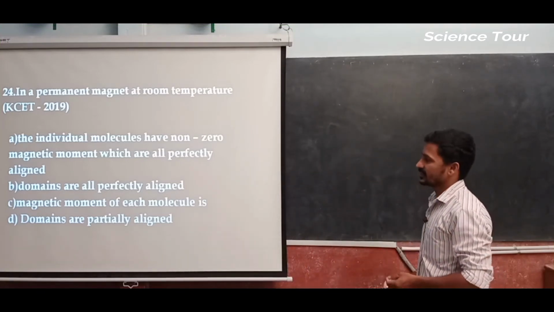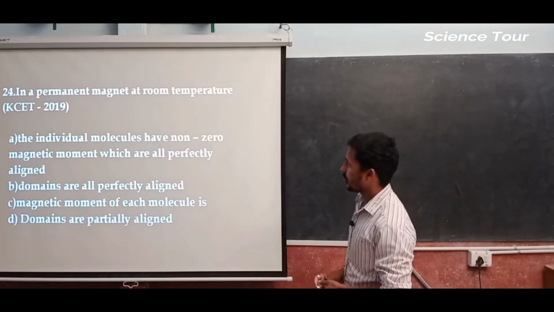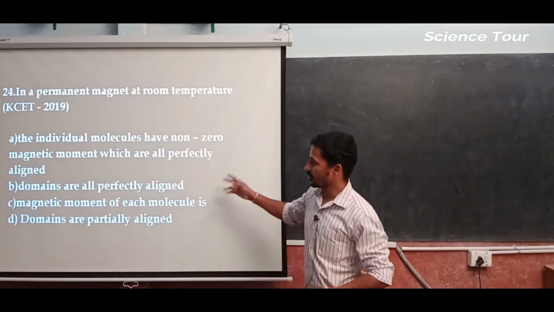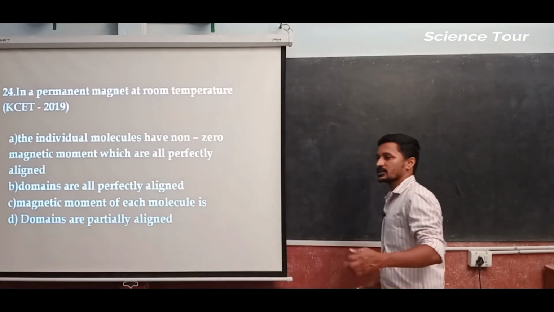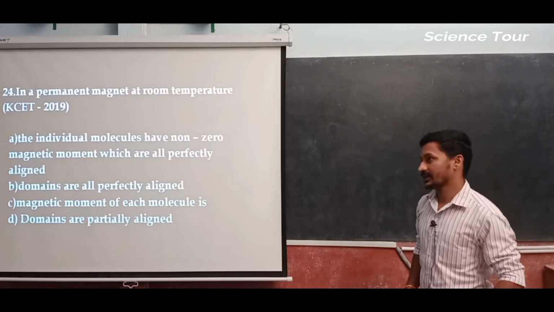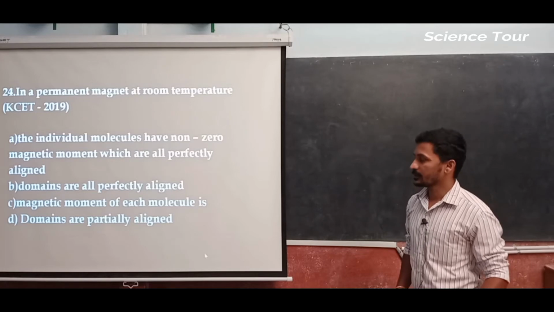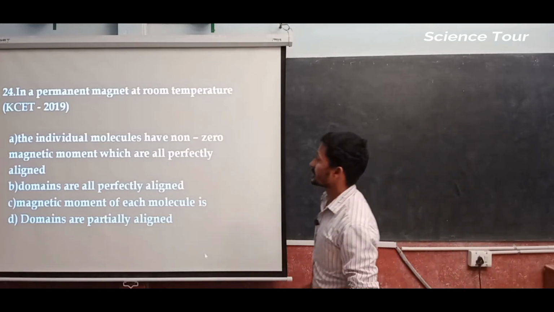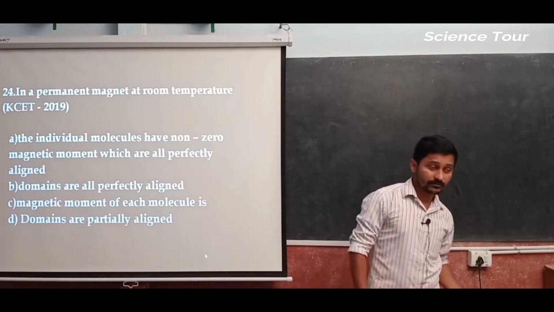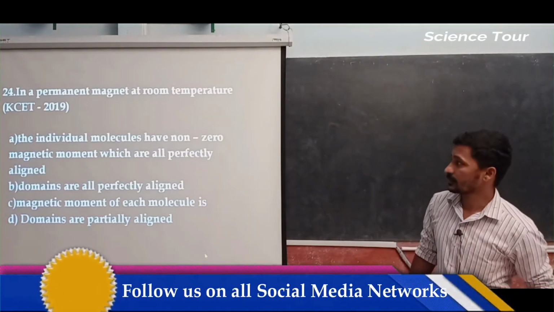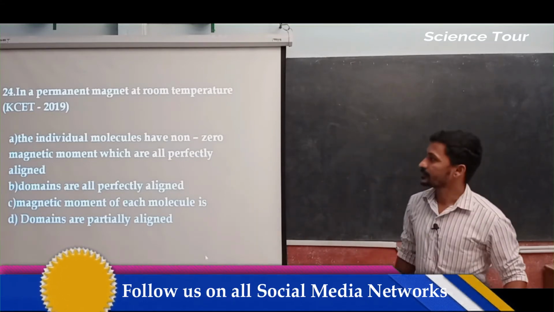And next, domains are partially aligned. So all the three options will tell us about everything except this domains option. A ferromagnetic substance is what we use to make a permanent magnet, right? And for the permanent magnet at room temperature it is partially aligned, not perfectly aligned. To align them perfectly, we have to apply some magnetic field and make it a perfect magnet. So domains are partially aligned.